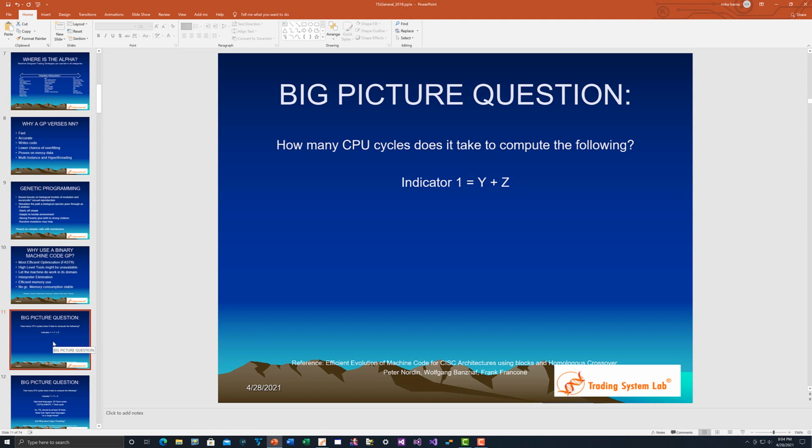So a little more illumination on this issue. Let's look at a big picture question. How many CPU cycles does it take to compute the following? One indicator equals y plus z. Well, if we could minimize the number of CPU cycles that it takes to evaluate an expression, obviously the fitness function and the training of the model would occur very, very quickly.